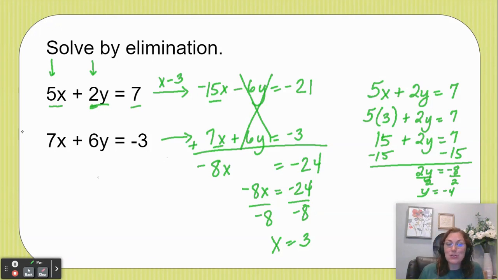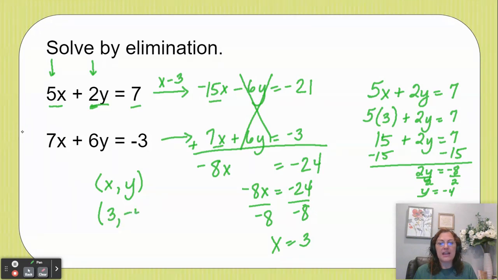All I have to do is write my solution as an ordered pair. So I want to remind you that we write ordered pairs in alphabetical order, x and then y. And so I would write that as 3, negative 4 as my final answer. So I hope this helps you with elimination. Remember, you're trying to get that same number in front of the y, but you need one to be positive and you need one to be negative so that they'll eliminate and then you can solve for the other one.